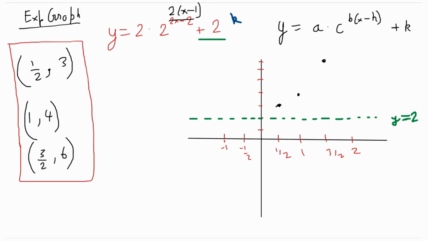We plug in the points: 1/2 and 3, 1 and 4, and 3/2 and 6. I just divided my graph into halves because it's easier to look at. Then we just curve the line upwards. Okay, connected. And that's how you graph exponents.